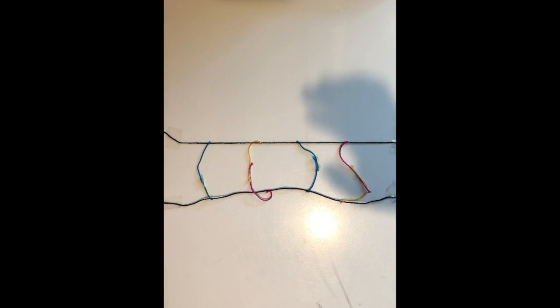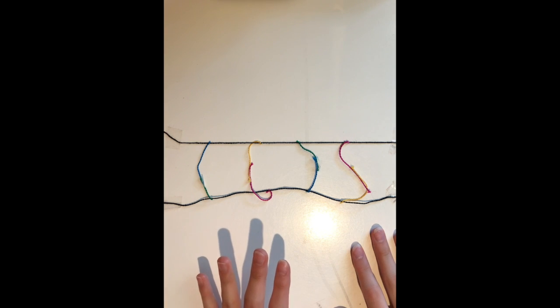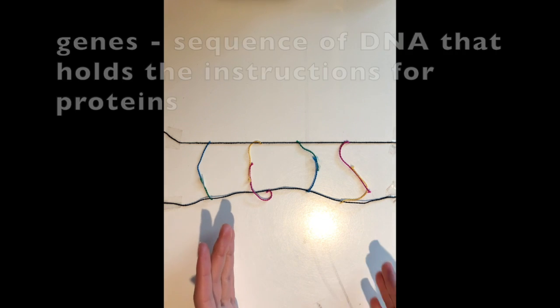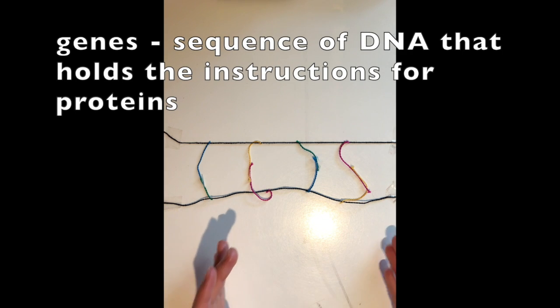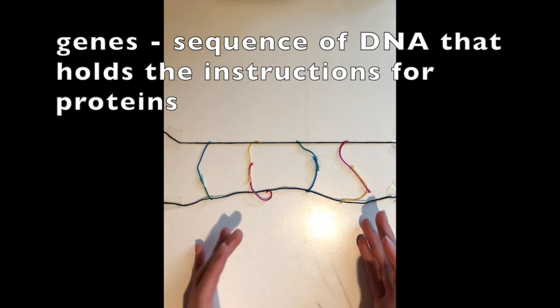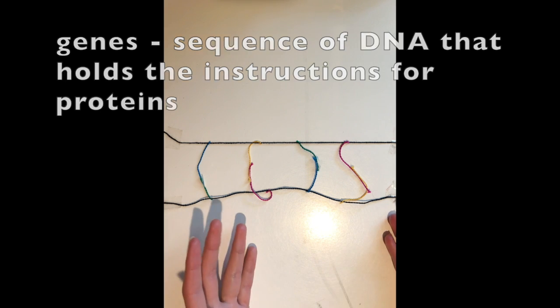nucleus. There's one more thing to note about DNA before we move on to the process of translation. So every DNA has a specific sequence, and this specific sequence of DNA makes up a gene. What the genes do is they have the instructions to make the molecules called proteins.